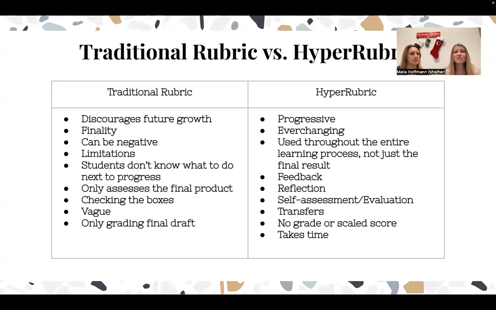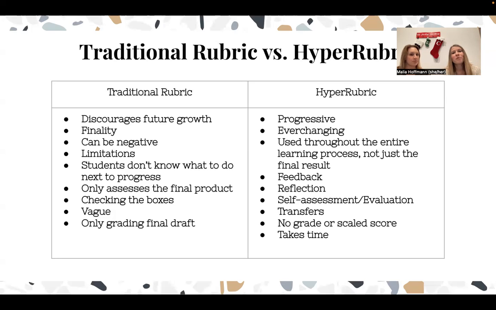It's very limited as to the content that could be put in it. Students don't know what to do next to progress. So like we said, it's the finality of it. It's here's how you get a 5. And then you got that 5 and you're done. Congratulations. It only assesses the final product. So they hand in their project or their paper or whatever they're working on, and you take your rubric and you grade it to that paper, and then they're done. So that's when we use the traditional rubrics usually. It checks the boxes, like we said, they're vague, and only grades that final draft.